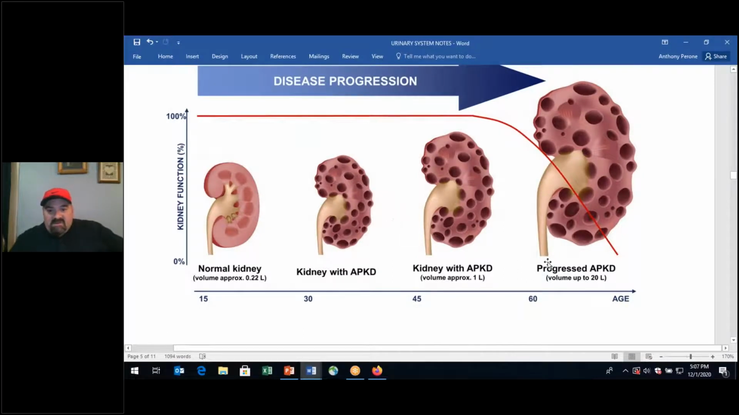It's a progressive disorder, and what can happen is that they can receive a kidney transplant. Thank you for sharing that, Megan. Yeah, it's sad stuff. They can receive transplants.